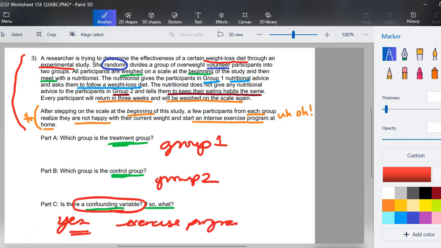And so now, any results that we find, we're not going to be able to say that the results are purely from the effectiveness of a certain weight loss diet. There is now at least one confounding variable.